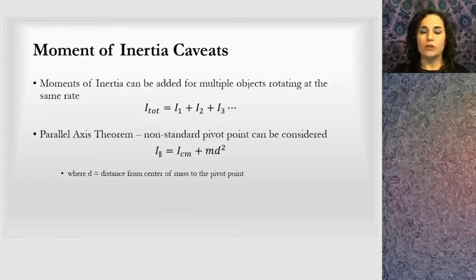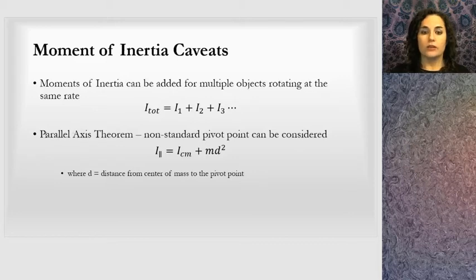There's a couple of moment of inertia caveats that I wanted to throw in here. The first is the principle of superposition strikes again. If you have multiple objects rotating at the same rate, you can look at the total moment of inertia, which is just the individual moments of inertia added up.